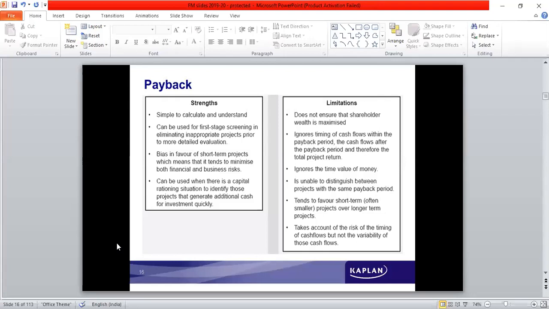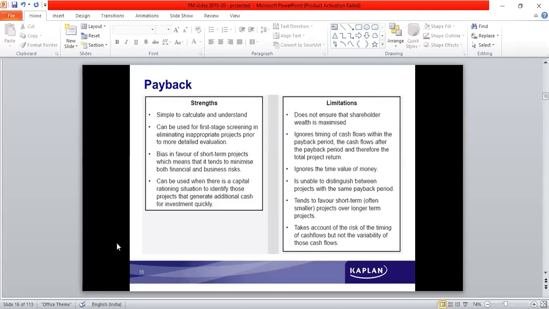So this one also does not ensure limitations. Look into the limitation. This one also does not ensure the maximization of shareholders' wealth. It ignores timing of cash flow. That is, this technique also is not considering adjusting the time value. The time value part of it is not considered here also. We still have to look into what is adjustment of time value of cash flow.